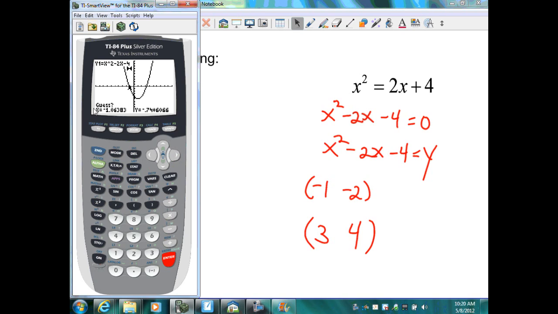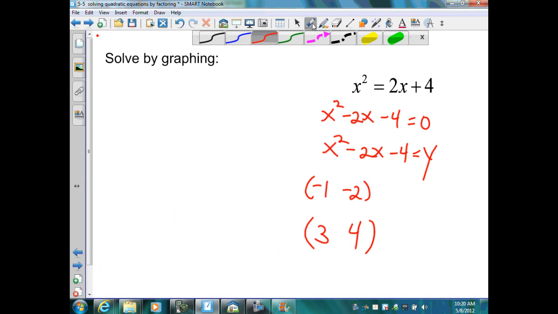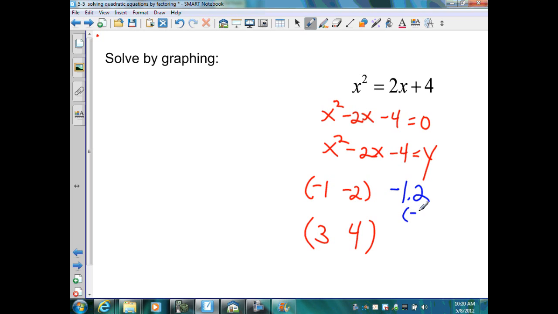Press enter. It asks to guess. I press enter again, and my solution, I get a y that's 0. That's what I want. And I have an x value that's a negative 1.23, so a negative 1.2. Or I could also say a negative 1.2, 0 for my x-intercept, but my solution is a negative 1.2. As you can see, it falls in between the range I found on my table. I need to find another one between 3 and 4.